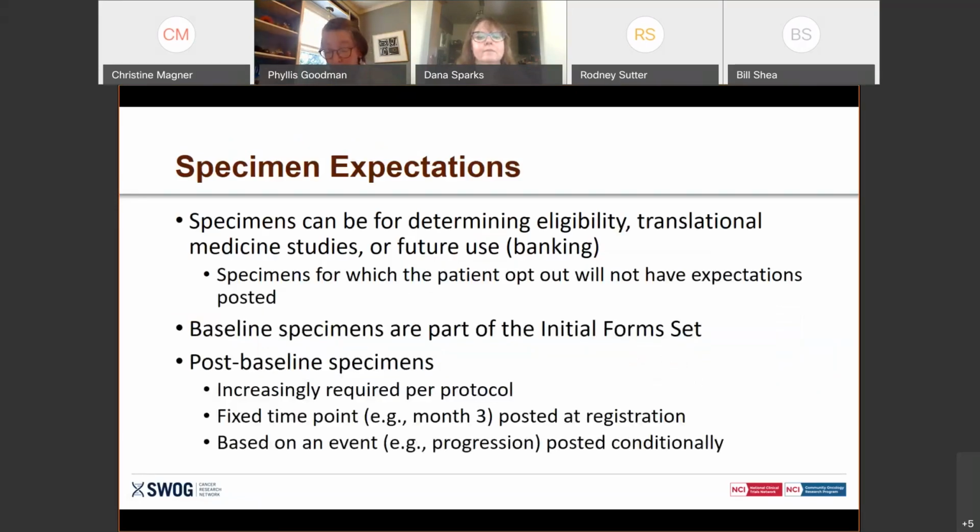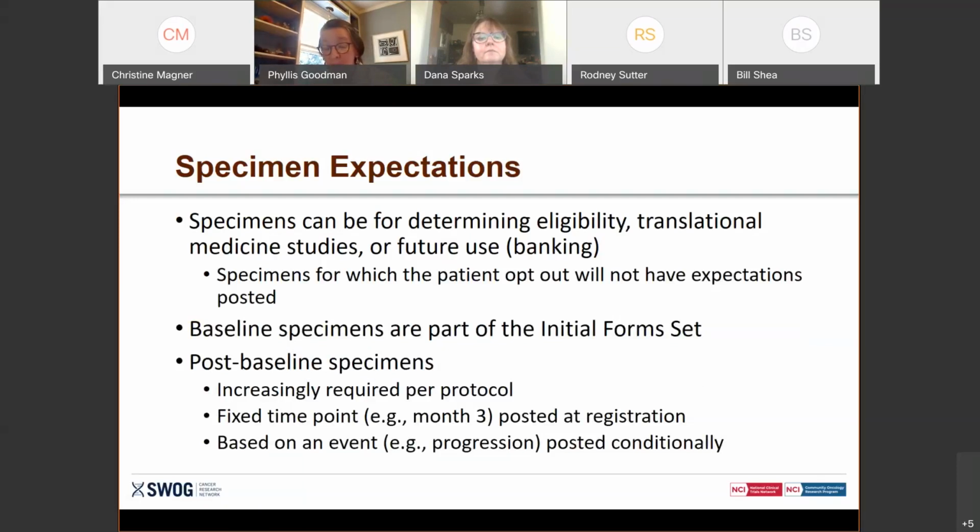Specimens have become a larger part of SWOG protocols. They're used for multiple purposes, including eligibility, translational medicine studies, and banked for future research. Specimen types include blood products, often multiple collections using different kinds of tubes, tissue products, urine, and more recently, some stool samples. Participants can opt out of some of the specimen collections during the informed consent process.